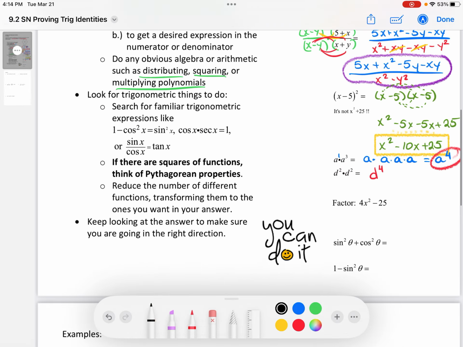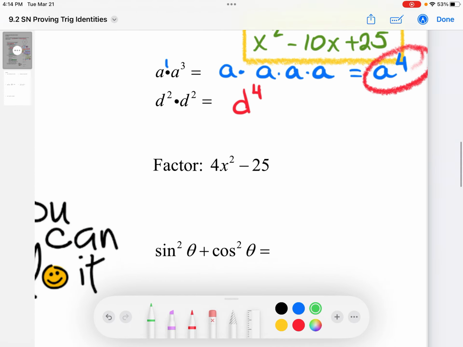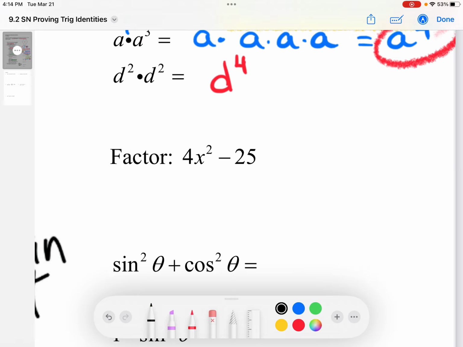Now, some other things we can do here when there are squares of functions, think about the Pythagorean properties. Okay, also look at factoring, which is what this next one is going to look at. So we have 4x squared minus 25. That's 2 terms, and they are both perfect squares. So we can factor this as the difference of squares. Take the square root of 4x squared, that's our 2x. Take the square root of 25, that's where the 5 came from.